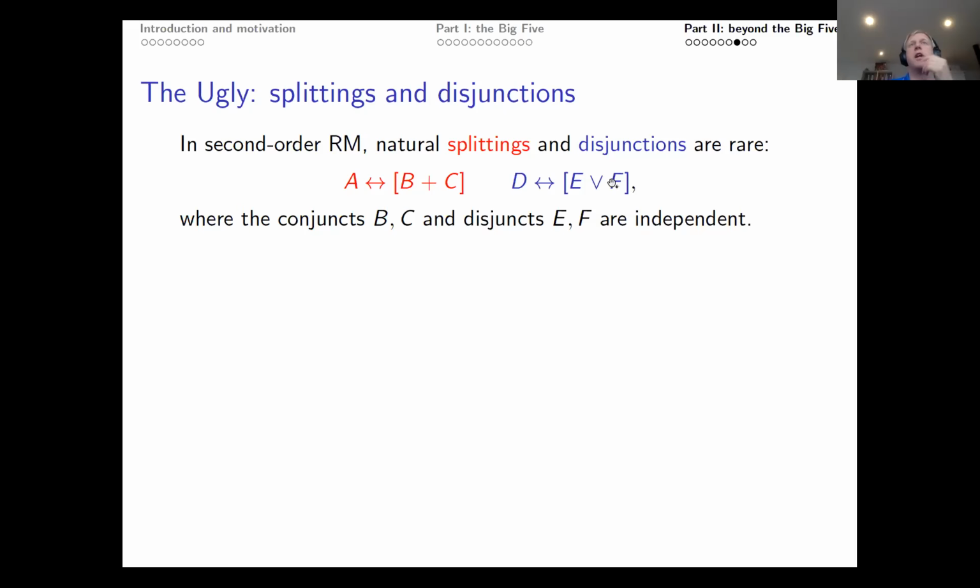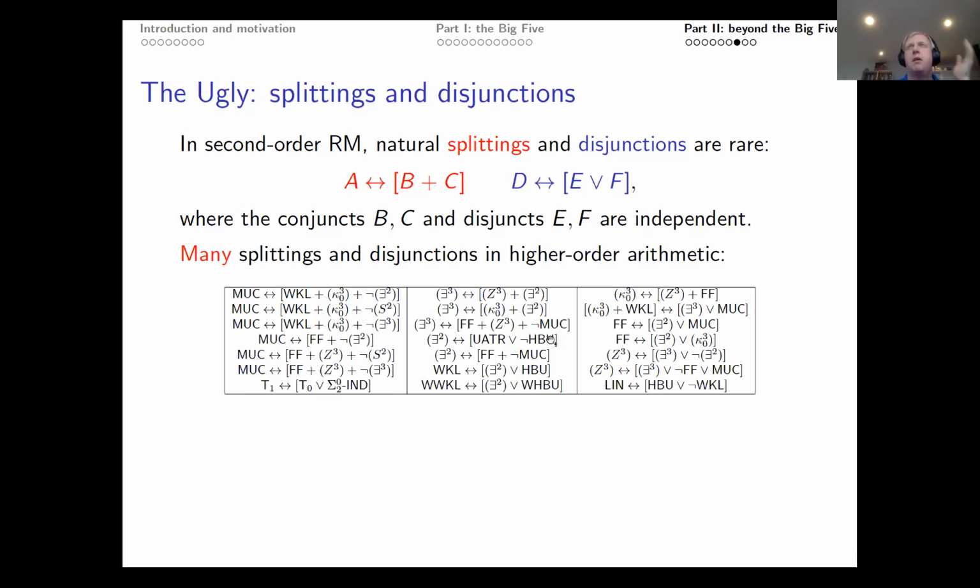Yeah, so these are rare. There's only very few examples. And I have a paper where I find a couple, there's like 100 easily. There's many splittings and disjunctions in higher order arithmetic. And these things are natural.